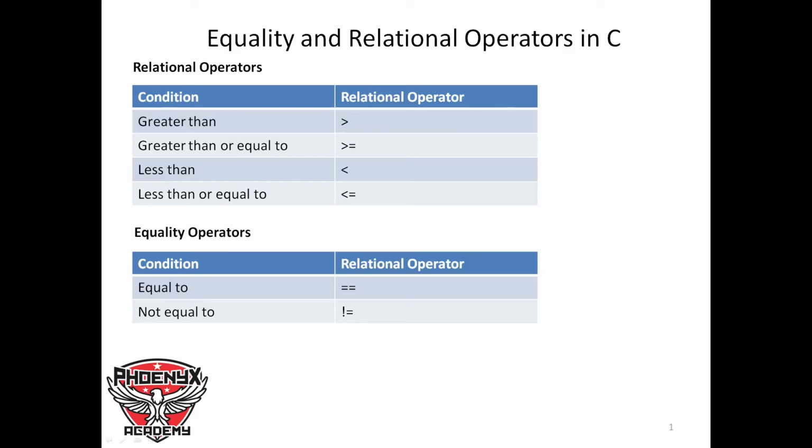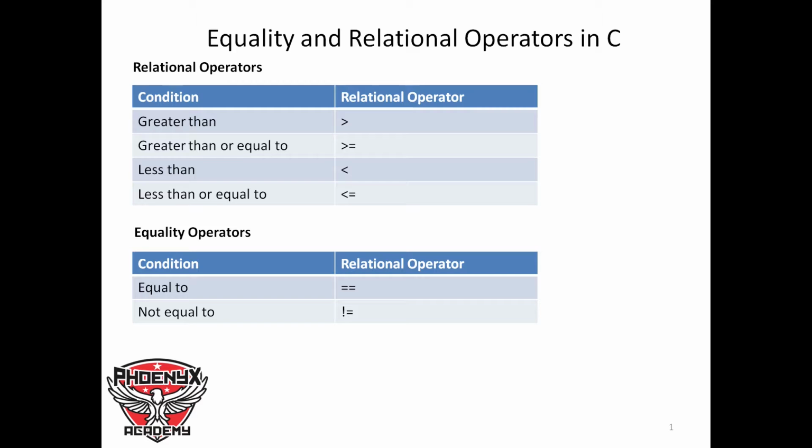In this lecture, we want to take a look at equality and relational operators in C. Just like in arithmetic, we have equality and relational operators like greater than or equal to, less than or equal to, as well as equal to or not equal to. We also have their equivalent in C.